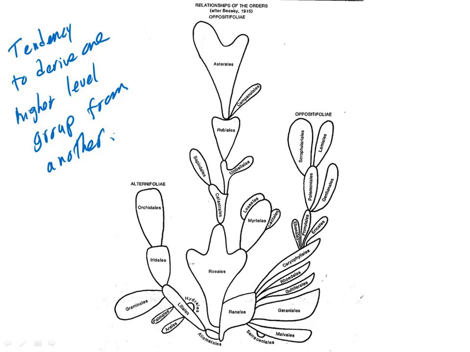This one was developed by Bessey. So Bessey was probably the first one who started this. And again, he would have used his dicta to help put these kinds of things together. And so at the base of the tree, you found this group, the Ranales, and these were woody plants, kind of like magnolia. Magnolia was in the Ranales.